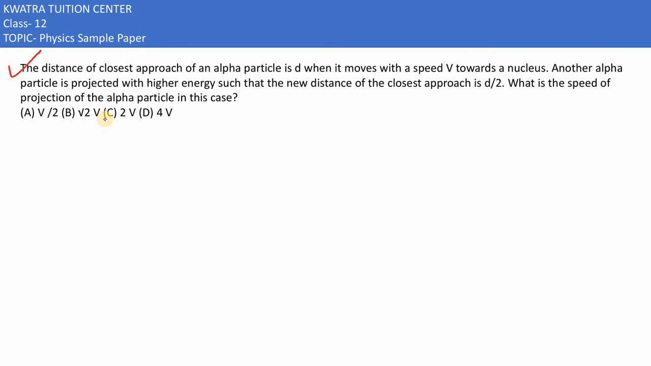Again, in this one, we have to use the distance of closest approach. It says an alpha particle is there; the distance of closest approach is given by small d when it moves with speed v towards a nucleus. So how is it going? An atom is there, the nucleus is there, and the alpha particle is trying to approach the nucleus.